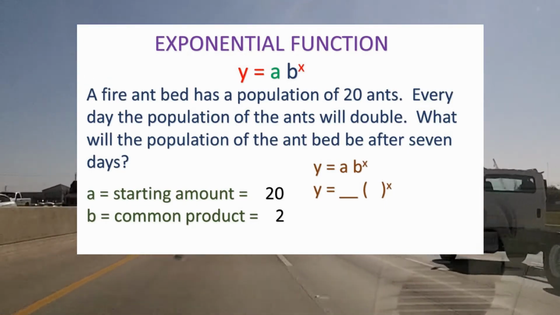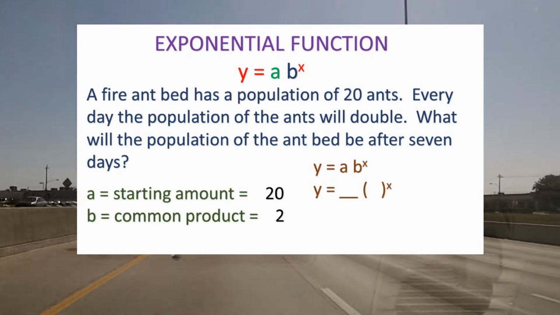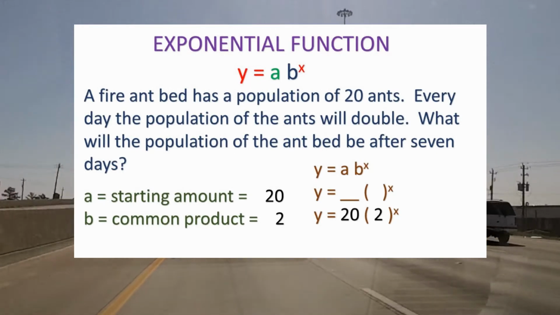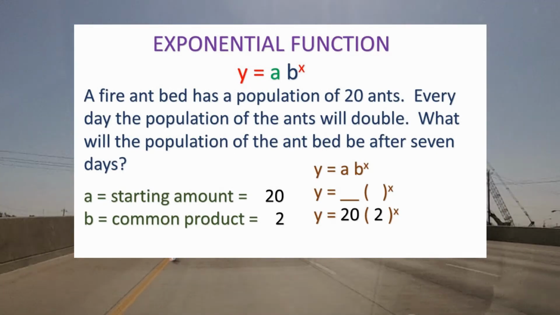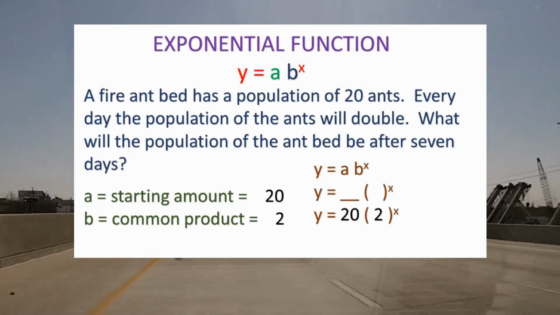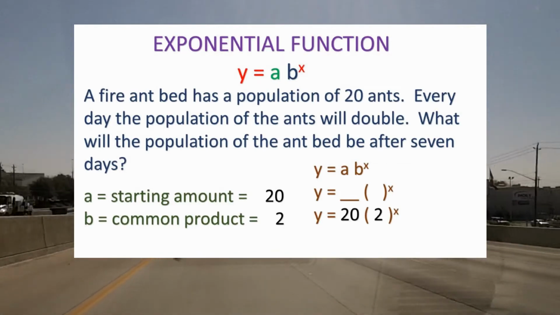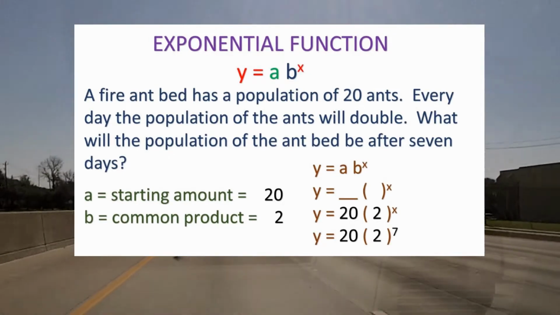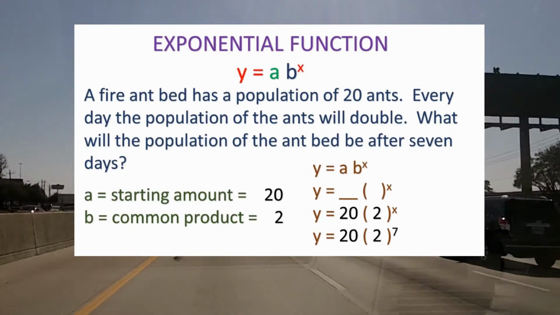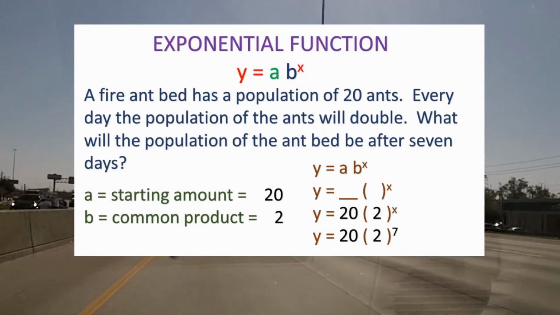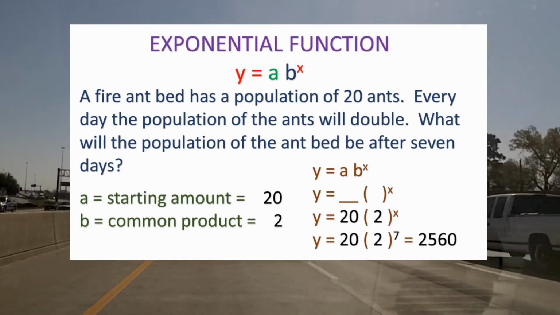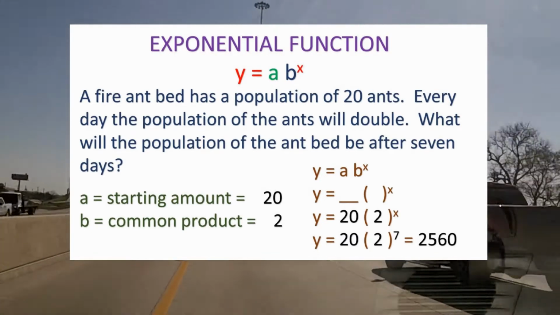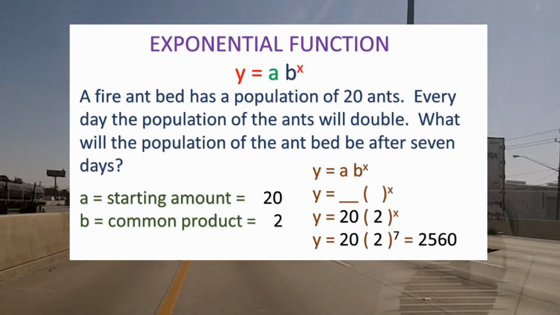Since we know our starting amount is 20 and our common product is 2, now we'll evaluate. We'll put 20 in for a and 2 in for b. That gives us a formula of y equals 20 times 2 to the x power. Now we want to know the population of the ant bed after 7 days, so we'll replace the x with 7. That gives us y equals 20 times 2 to the 7th power. This is what you will input into your calculator, and you'll get an answer of 2,560. So, after 7 days, 2,560 ants will be in the ant bed.